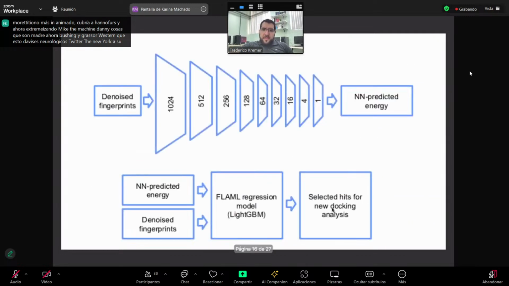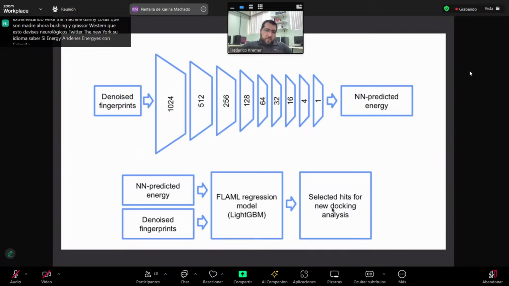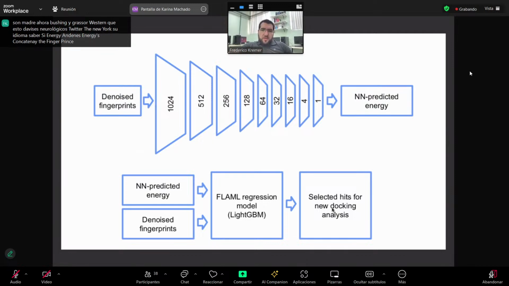So in the next slide, we have the architecture of the network. It's a very simple, fully connected, dense neural network. It receives the fingerprints and then outputs the scaled energy, and then this energy is concatenated with the fingerprints for the next model. In the case of FLAML, we selected LightGBM as the best regressor. So it is used to then calculate an approximation of the docking energy based on the fingerprints.